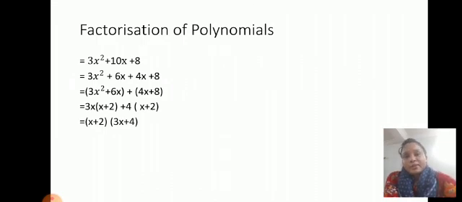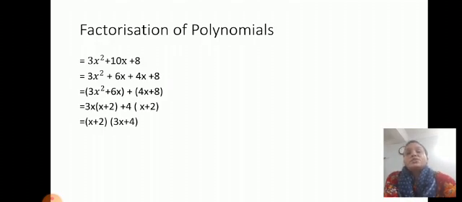Factorization of polynomials. Polynomial factorization is the same as the factorization of algebraic expressions. So first you can see here there are three terms in a polynomial, 3x square plus 10x plus 8. For finding the factorization of the given polynomial, first we will see whether it can be broken using any formula. Another option is to factorize this given polynomial by the middle term breaking.